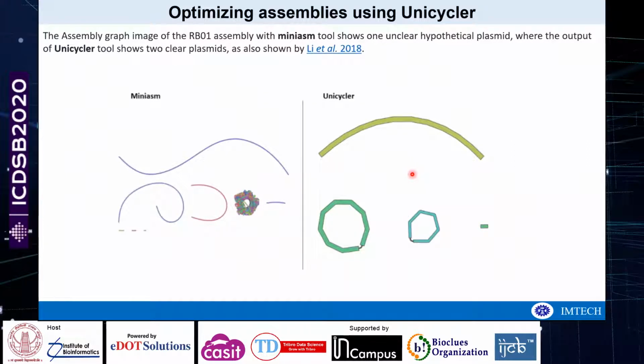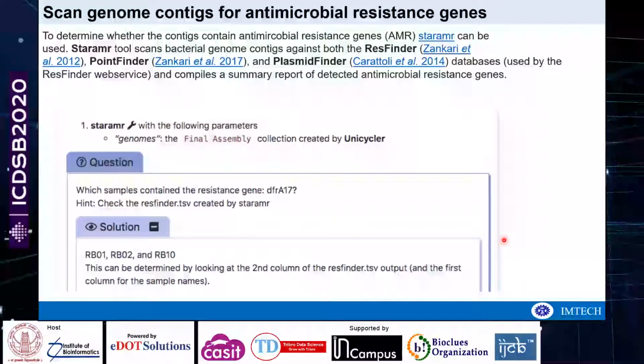In Unicycler, here is the comparison of the assembly graph image of RB01 assembled with the miniasm tool. The miniasm output shows one unclear hypothetical plasmid, whereas the output of the Unicycler tool shows at least two clear plasmids. And this has already been mentioned in the paper which I have referred to. So now we have assembled the complete genome sequence and plasmid sequence from the raw nanopore sequence.